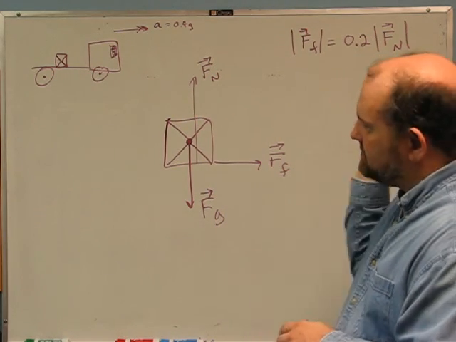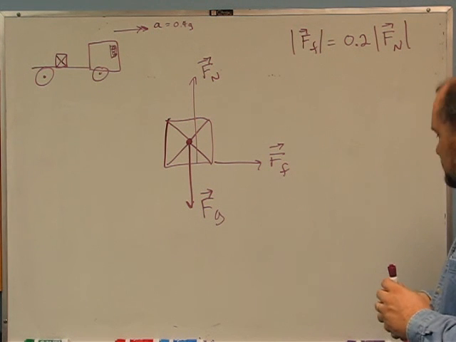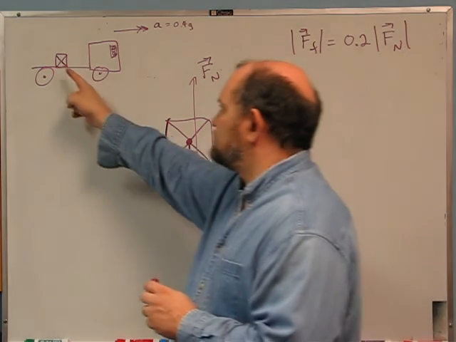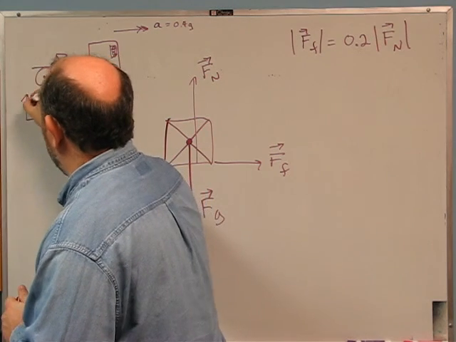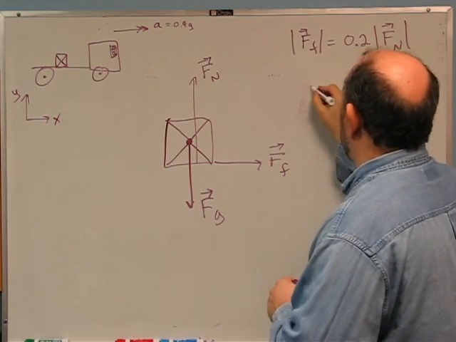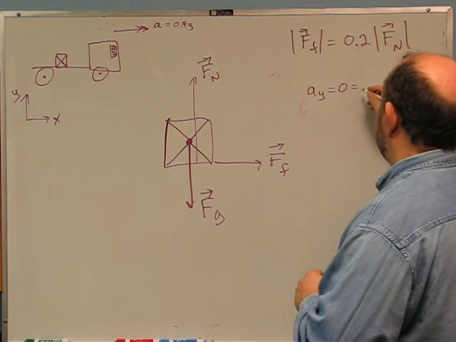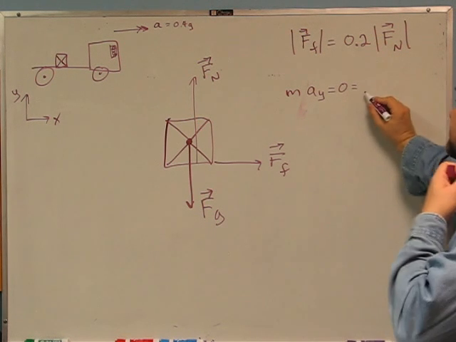Describe the motion. It goes to the right. All right, we can do a little better than that. Let's go ahead and do F equals ma on this. First of all, it's sitting on the bed of the truck. It's not going to move in the y direction. I'll define x and y here. So ay of the crate has to equal 0. And I'll go ahead and put in the mass of the crate. If ay is 0, m times ay is also 0.